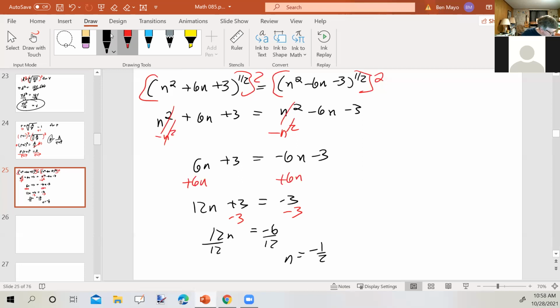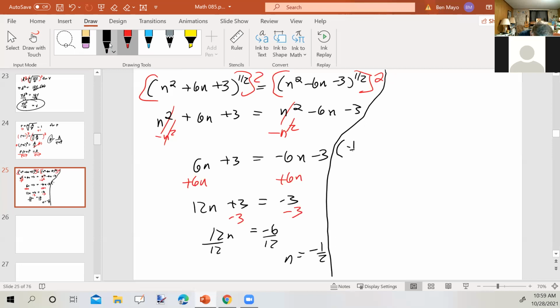Let's see here. Oh, I guess I want to check my work. So let's see here. If we put negative 1/2 in for n, that's going to take more room than I've made there. Let's do this. Let's see if we can put it right here.